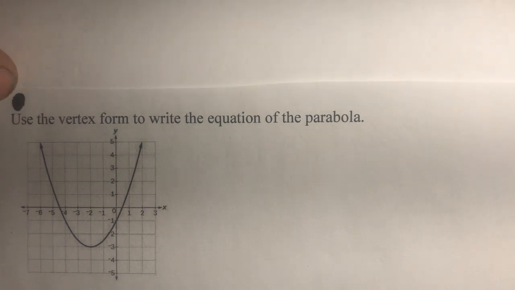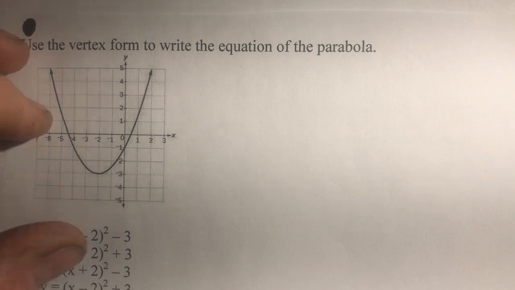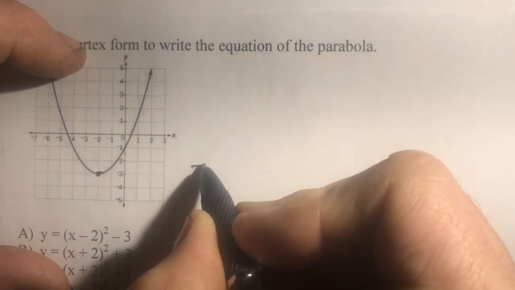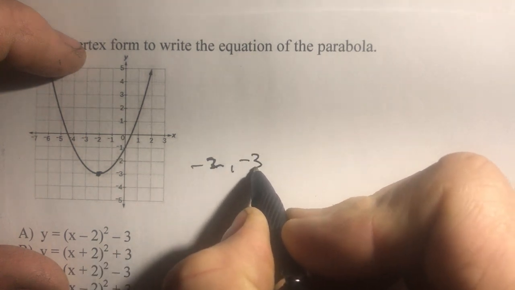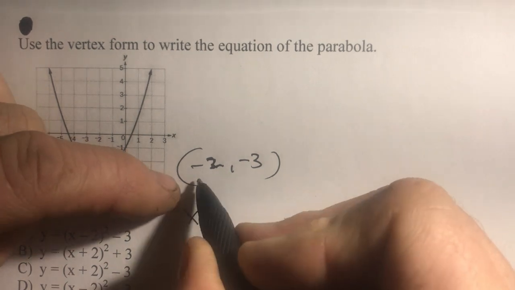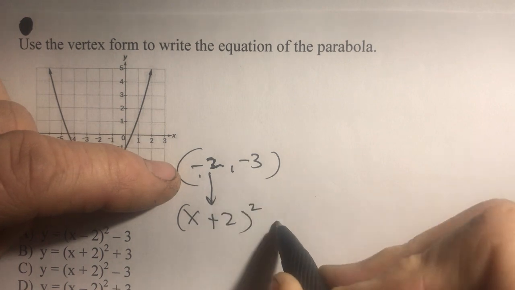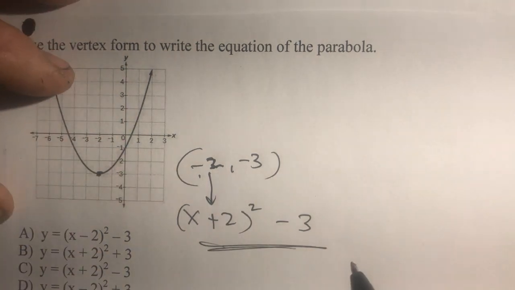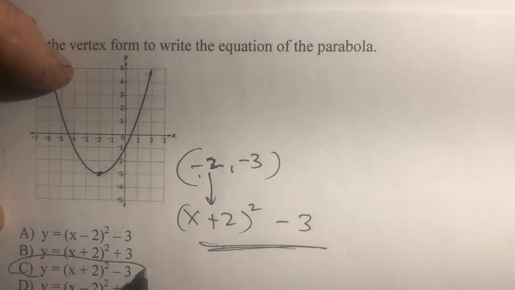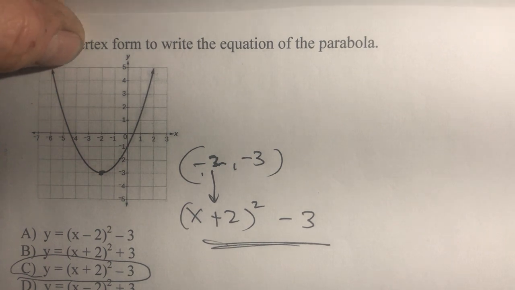All right. What have we got here? Use the vertex form to write the equation of this parabola. All right, here's my vertex right there, which is negative 2, negative 3. That's my vertex. All right, which means now I should have x plus 2. Remember, we just did this a second ago. It's going to be the opposite of that. And then I'm going to have minus 3 here. That's what I should have. So, right here. That's my answer.